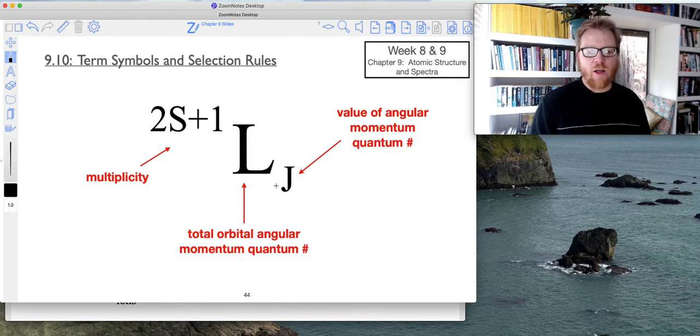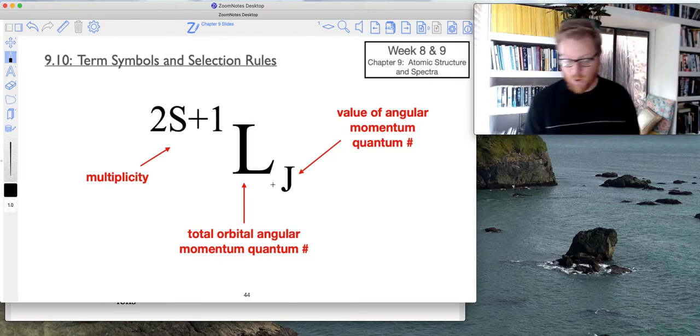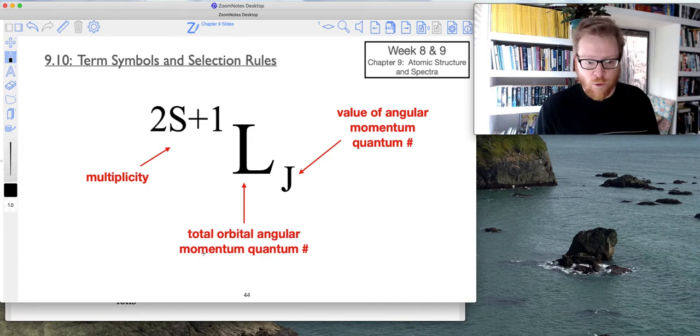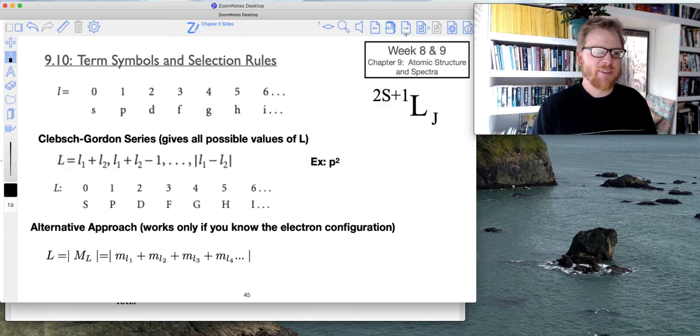The capital letter L, that's our main term, okay? And that gives us the total orbital angular momentum quantum number, the total, okay? And then here's the J value, the value of the angular momentum quantum number, and so that's also total, okay? So we're going to go through these one at a time and how we construct them. And I like to compare this to electron configuration on crack. So this is basically electron configuration, but a little bit more difficult. But that's okay. You're chemists and you're senior chemistry majors. We can do this. So let's go.